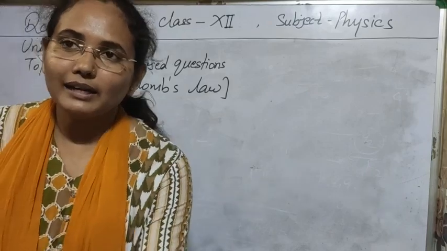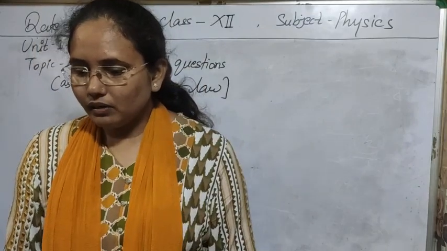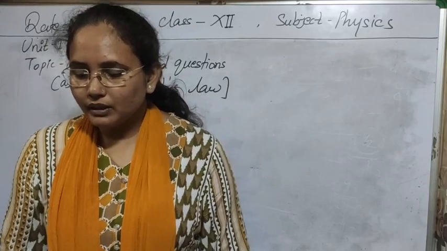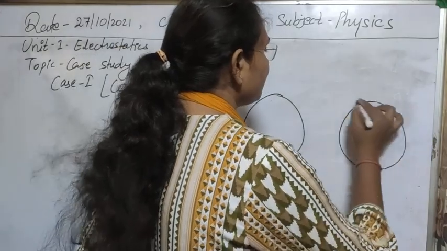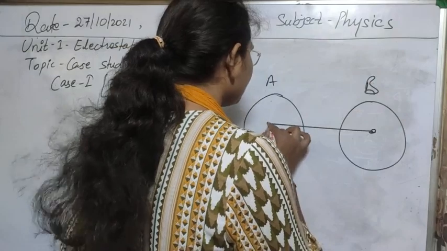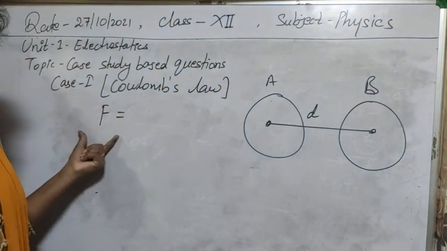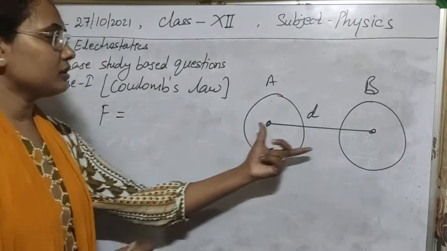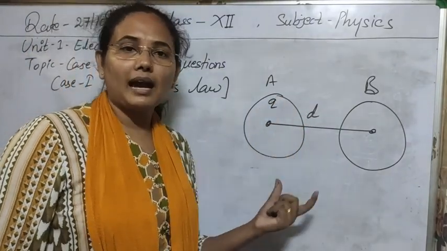Now one by one, let's do the procedure to find the force. First, it is given that we have two identical spheres that repel each other by a force and are kept at a finite distance. Suppose these are two identical spheres A and B, kept at a finite distance d from each other, and they repel each other by a force equal to F. Since both are exactly identical, obviously they will carry identical charge.